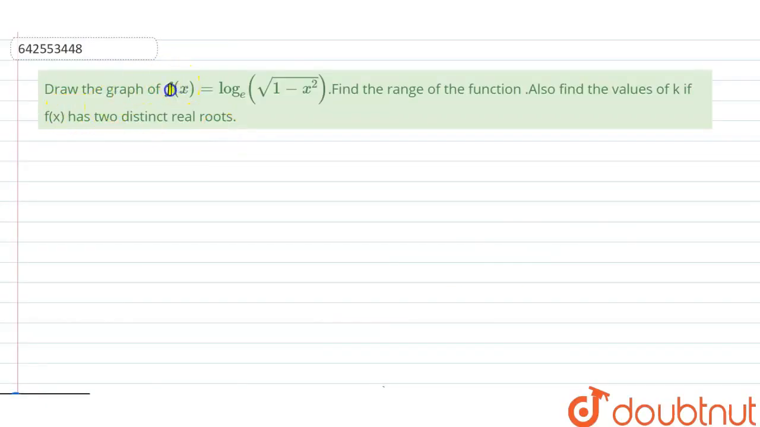Hello everyone, question says that draw the graph for the function f of x is log under root 1 minus x square, and we have to find the range of this function also, and then we have to find the values of k if f of x has two distinct real roots.